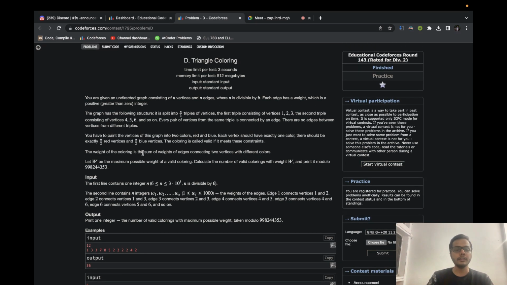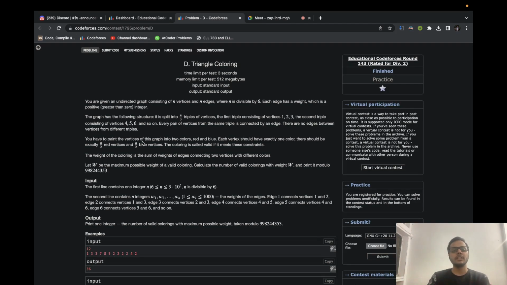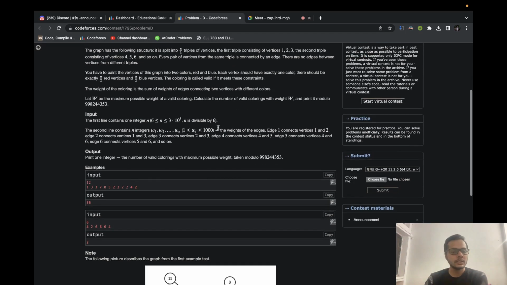Okay. Now, our job is not to find one such coloring. Our job is essentially to find the number of such colorings such that the sum of weights of all the chosen edges is as much as possible. A chosen edge is nothing but an edge which has two different colored endpoints, with the constraint that the number of blue and red colored points should be exactly n by 2. Right? Hope the problem statement is clear.